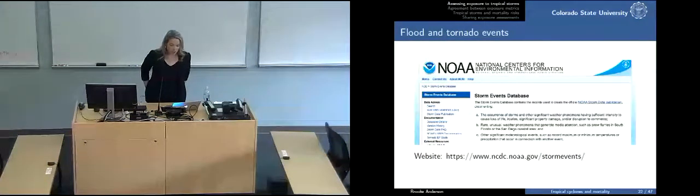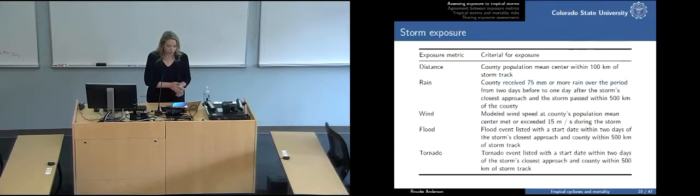And then for flood and tornado events, NOAA keeps a database of severe storm events. That's at the county level, and again we paired those up with storm tracks, distance from the track, and timing. We identified the events that had happened within a certain range of the storm track, with the starting date within a certain range of when the storm had come closest to that county. So for several of these, distance, rain, and wind, we got continuous measures, and the data that we share has them at the continuous level.